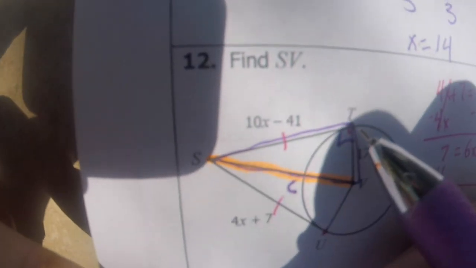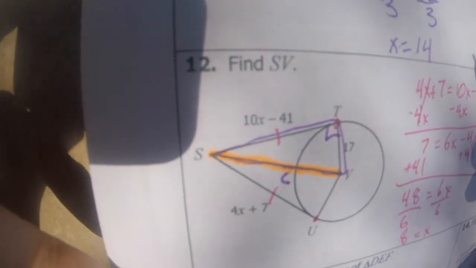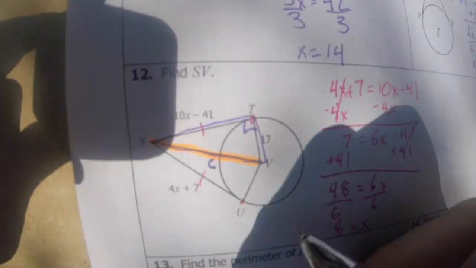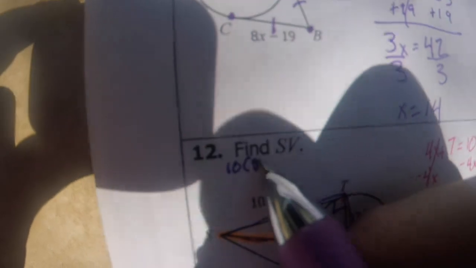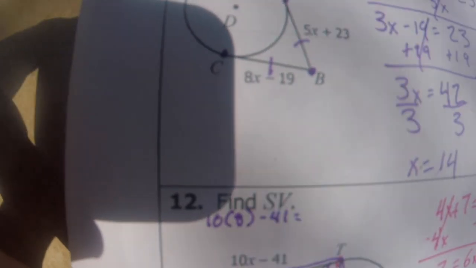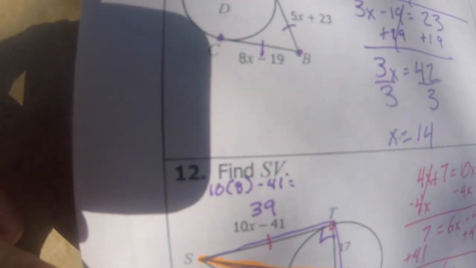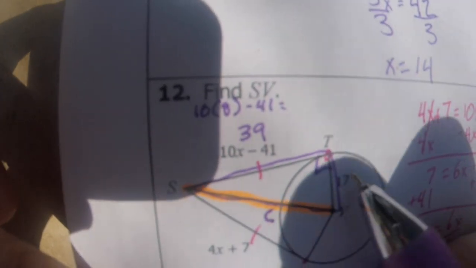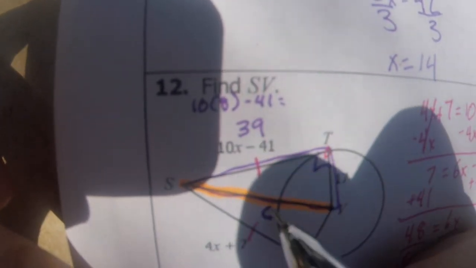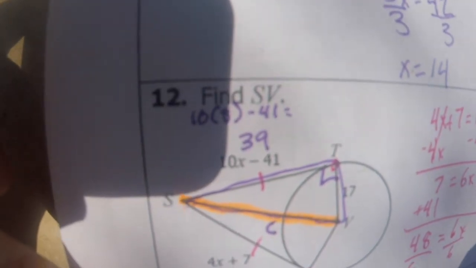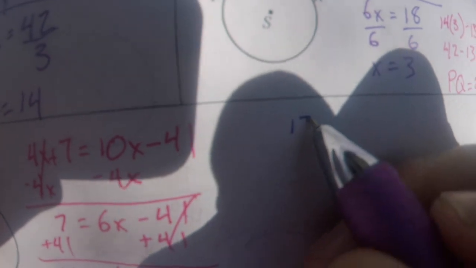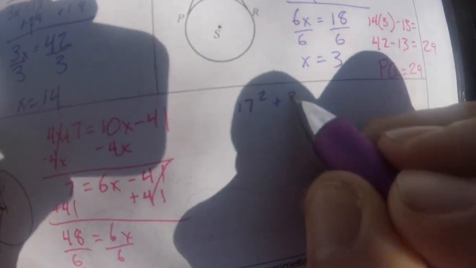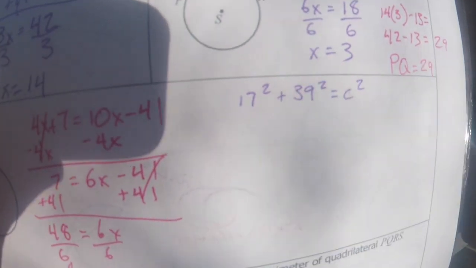Well, I know what x is, so I can figure out how long ST is by plugging in 8 for x. 10 times 8 minus 41. Let's see, that would be 80 minus 41. 80 minus 40 is 40, minus 1 more is 39. So if I want to figure out how long SV is, I have a right triangle here, so I would do 17 squared plus 39 squared equals my hypotenuse, which we'll call c squared. So we'll do that over here. 17 squared plus 39 squared equals c squared.